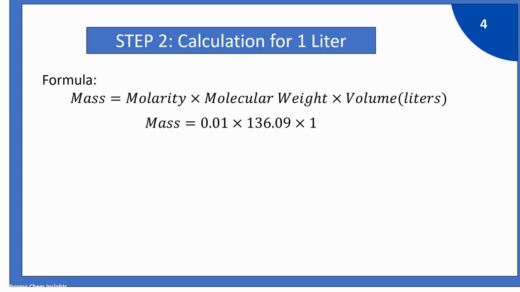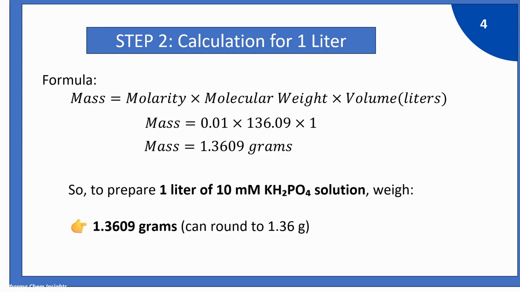That is mass is equal to molarity is 0.01 into molecular weight, that is 136.09 into volume in liters, that is 1. So by calculating we get 1.3609 grams. So to prepare 1 liter of 10 millimolar KH2PO4 solution, we should weigh 1.3609 grams, can round to 1.36 gram.